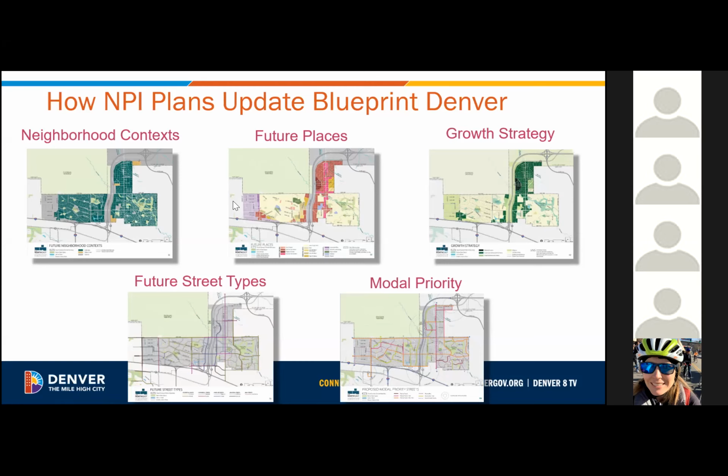If there is a change that's needed as a result of the small area plan, then as part of the Blueprint annual update, for any plans that were adopted within the prior year, it can be updated in Blueprint Denver. In that way, NPI ends up being one of the primary ways that we keep Blueprint up to date and fresh and relevant: as NPI plans are completed, Blueprint is updated consistent with any recommendations from the NPI planning process that may have affected these maps.